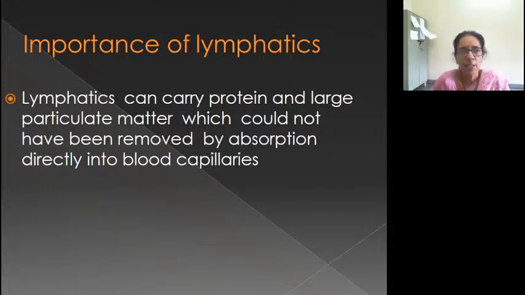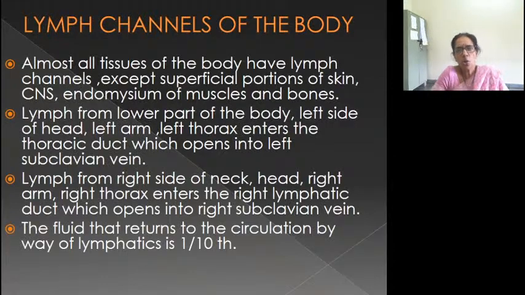Almost all the tissues of our body have lymphatic channels, except superficial portions of skin, CNS, endomysium of muscles and bones. So everywhere these lymphatic channels exist in our body. All the tissues have them except superficial portions of skin, CNS, endomysium of muscles and bone.